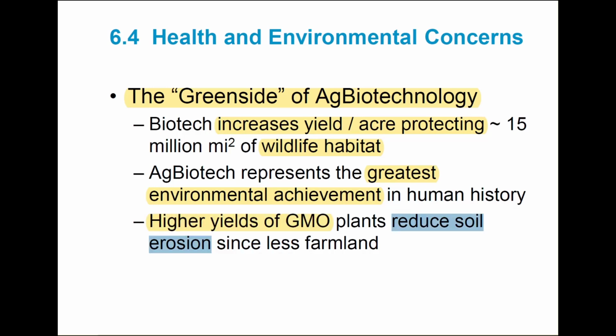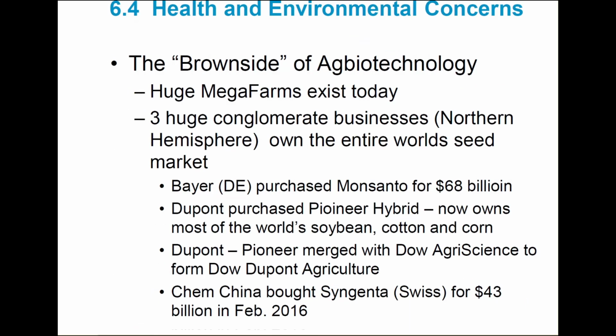Huge mega farms exist today. Three huge conglomerate businesses in the northern hemisphere own the entire world seed market: Bayer, DuPont, and ChemChina, which recently bought Syngenta. So Bayer purchased Monsanto for $68 billion. These gigantic super companies are basically controlling the world's seed market, hybrid as well as GMO. DuPont purchased Pioneer Hi-Bred, now owns most of the soybean, cotton, and corn, merged with Dow Agro, and ChemChina bought Syngenta for $43 billion in February 2016.